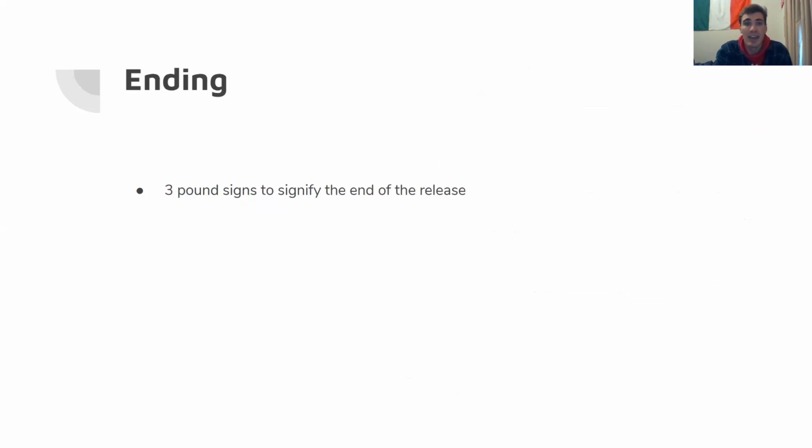And then the ending. The ending is 3 pound signs just to signify the end of the release. This has really fallen out of trend with a lot of PR professionals, but it's good to see those 3 pound signs at the bottom of the press release just to make sure this is the end of the release and there's nothing that I'm missing, and this is all the news that's included.